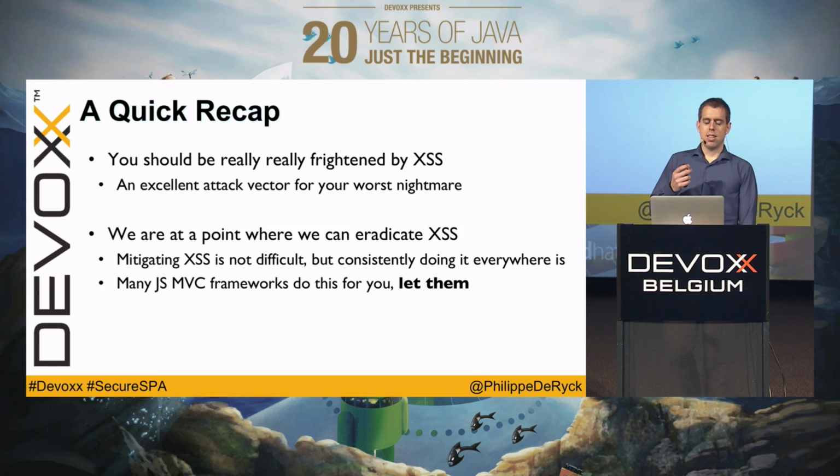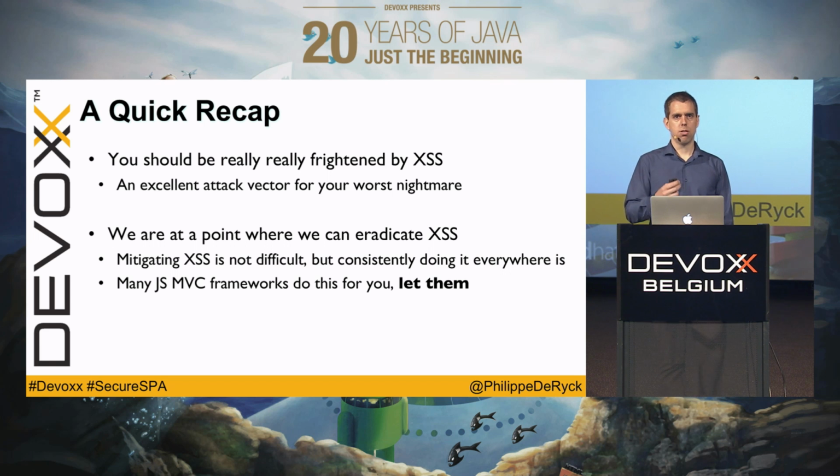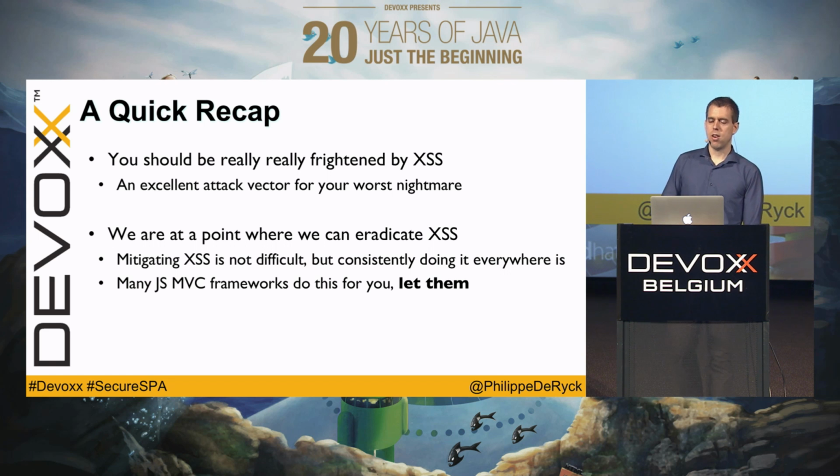So, as I said, we're at a point where we can finally eradicate cross-site scripting. If you allow your Angular framework to do the sanitization for you, if you have a cross-site scripting vulnerability, it's because Angular has a cross-site scripting vulnerability. And I'm pretty sure that that will be fixed in like half a minute or something. And you update your Angular version, and you're protected again. And that's the really, really important thing here. These frameworks are good at doing this. Let them. Don't work against them.